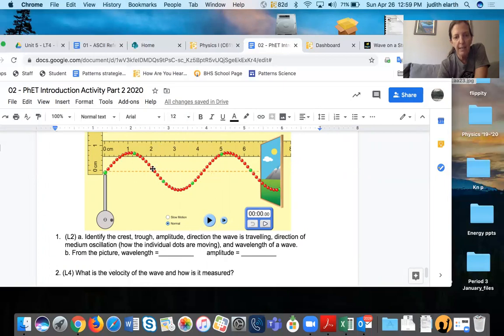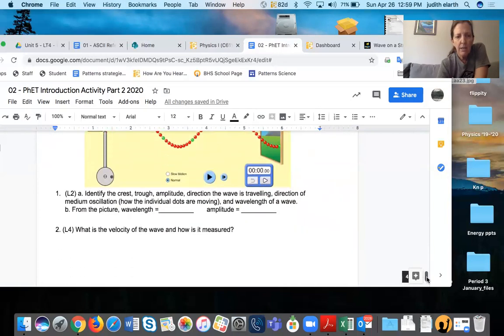Tell me the velocity, because here you could do distance. Can you do time? How do you do that? On here, I don't think you can actually do it for this one. Do it for your own. And tell me, this is the important part: how do you measure the velocity?